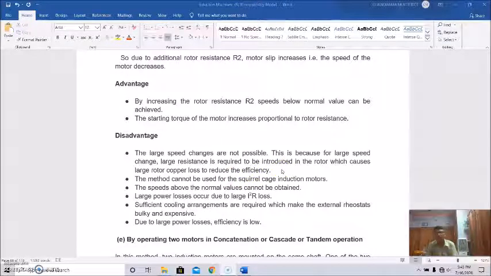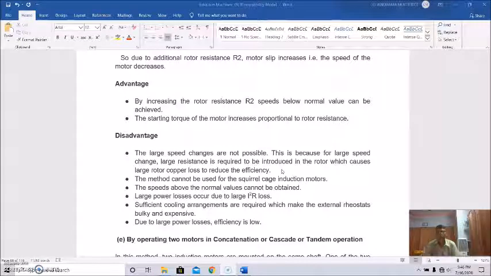If you want to limit the speed change within a very low limit, then it can be okay. But if you want a large speed change, that means the external resistance included in the rotor circuit will be large, and as a result the rotor copper loss will also increase. Whenever the loss increases, the motor efficiency will decrease. So this reduces the efficiency.